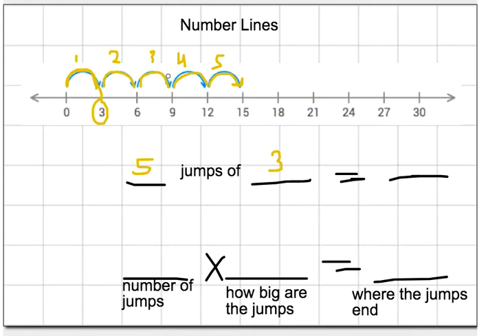Then we're going to go all the way to our last jump and figure out where it ended. So our last jump ended at 15. So we have 5 jumps of 3 equals 15. So 5 times 3 equals 15. So that's how you do the number line problems.